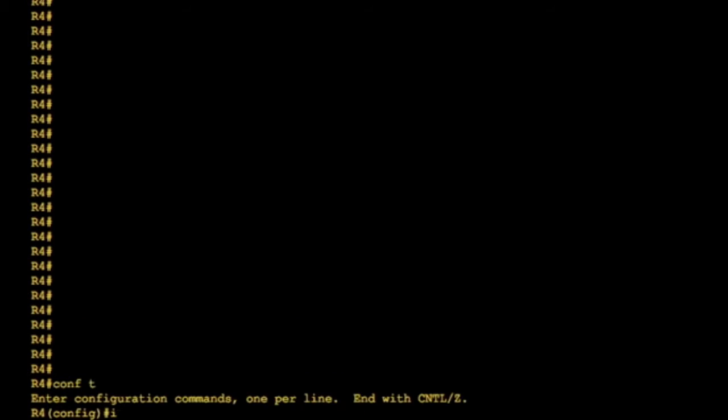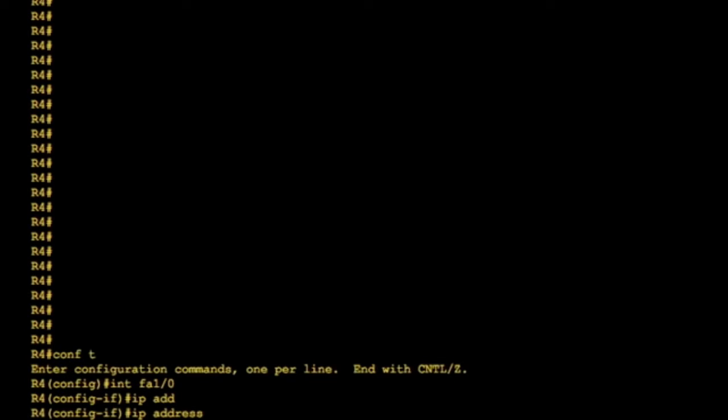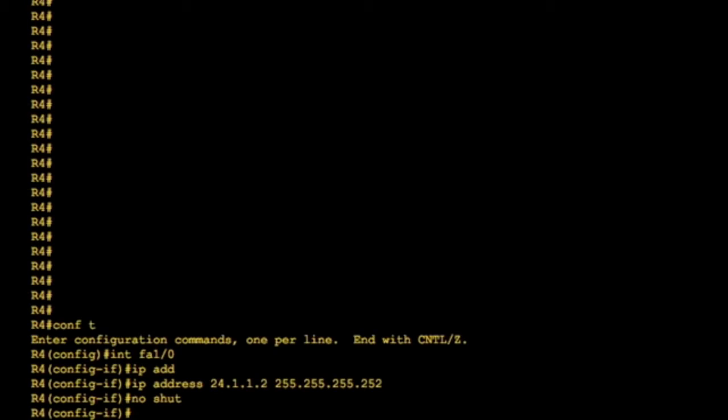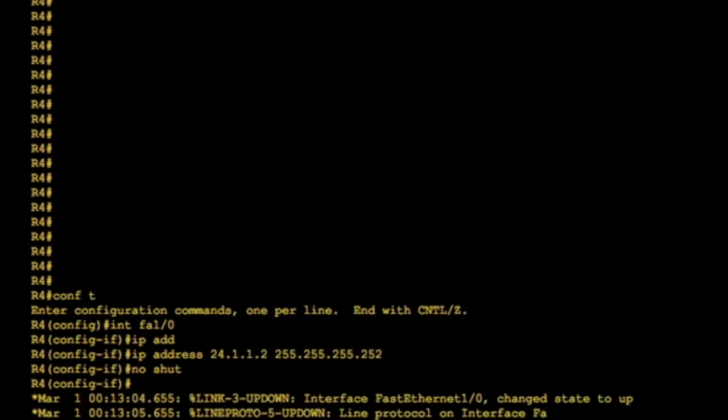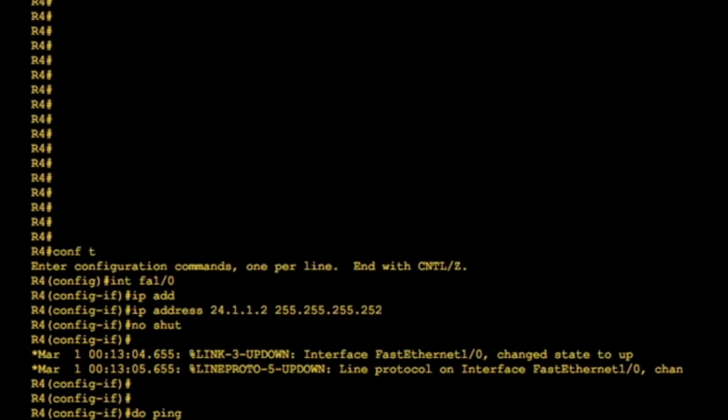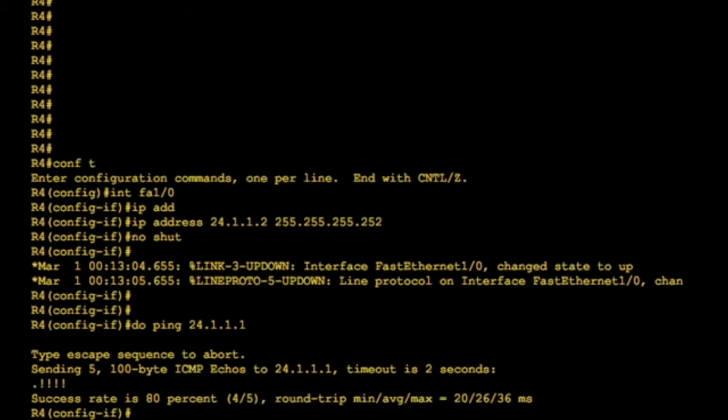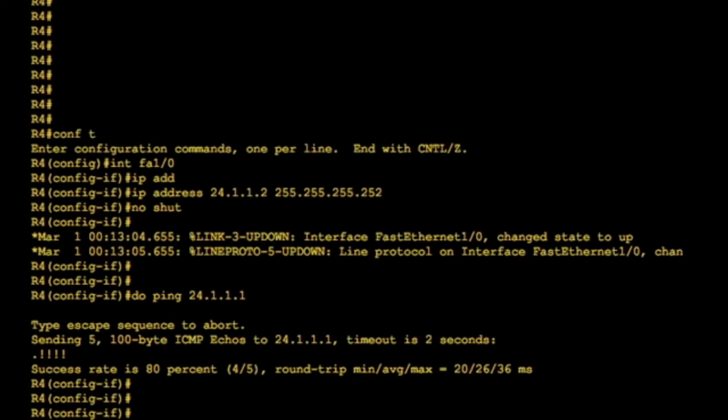And R4, same there, 24.112. That's the only other IP address allowed in that /30 network. So 255. Whoops. 252, and we'll no shut that. Just wait for that to come up, and then we'll just do a ping of 24.111, which is our R2's interface connected to us, and great. So we've got comms there. That's super. Right. So let's go ahead and configure BGP.